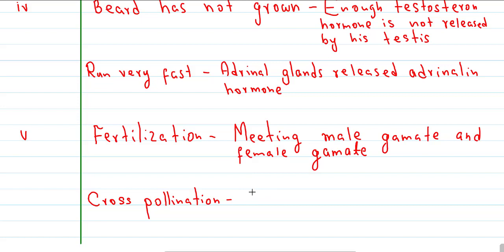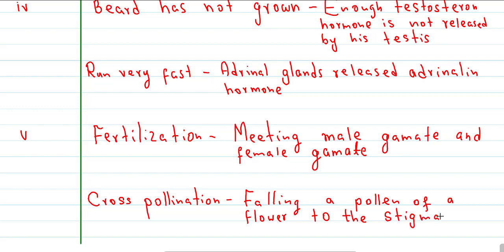And now, falling of a pollen of a flower to the stigma of a flower of the same species. Stigma of the flower of the same species. Finish writing, children?